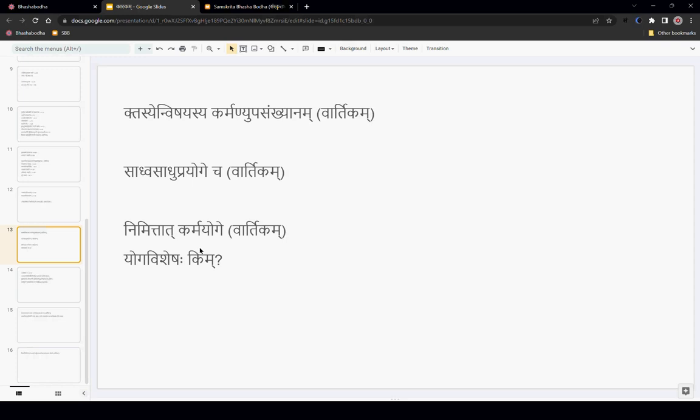In that case, this vartika comes into picture. Nimittat karma sanyogeti. Then charmani vyagram, dantayo hastinam. So these kind of usages are found. Otherwise, normally, we have this tritiya or chaturthi.